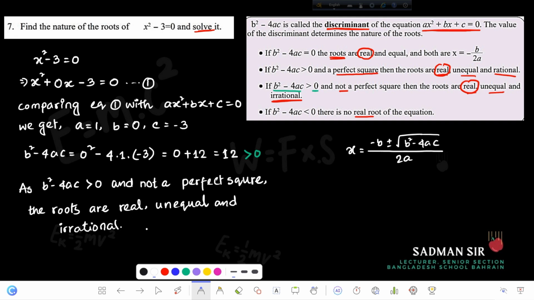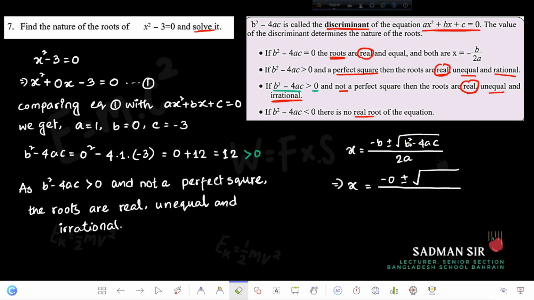So now we need to solve the equation. I have already written the general method of solving it, so I will just continue from here. X equal to, we will just replace the values. B is 0, so minus 0 plus minus, where 0 square minus, oh actually in this part we don't need to replace the value anymore, because b square minus 4ac, I already found out the value of it as 12, right? B square minus 4ac is 12, so we will directly put the value, root over 12 divided by 2 into a is 1.